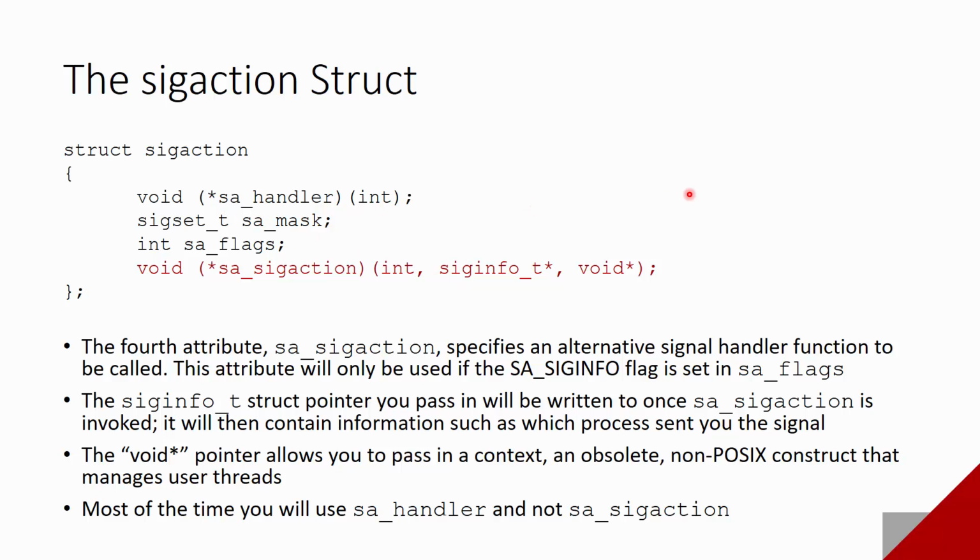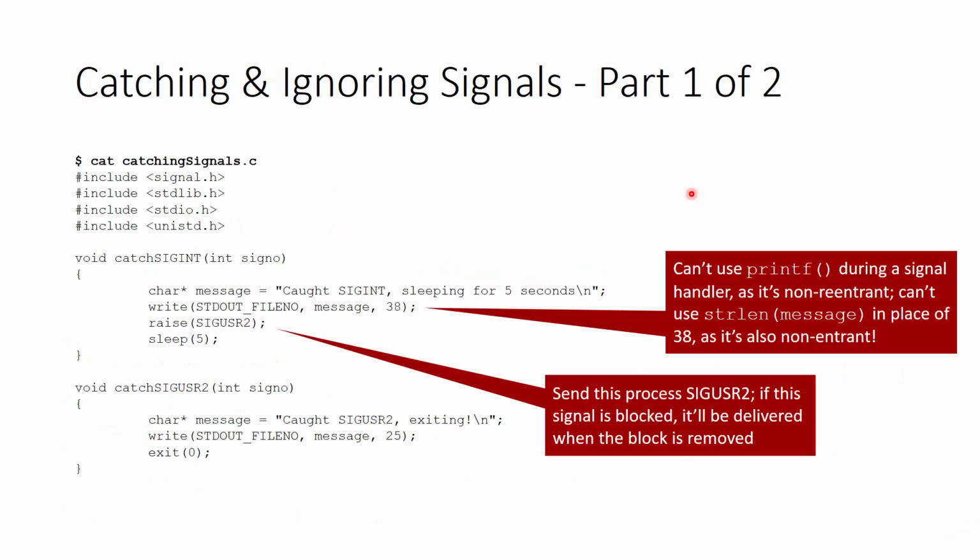You're going to use SA handler instead. It's simpler. Okay, so let's look at an example for this. We have our program called catchingsignals.c. Here are the libraries that we're going to add for this particular program.